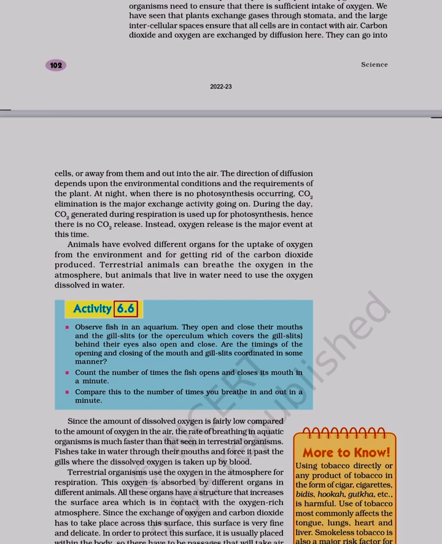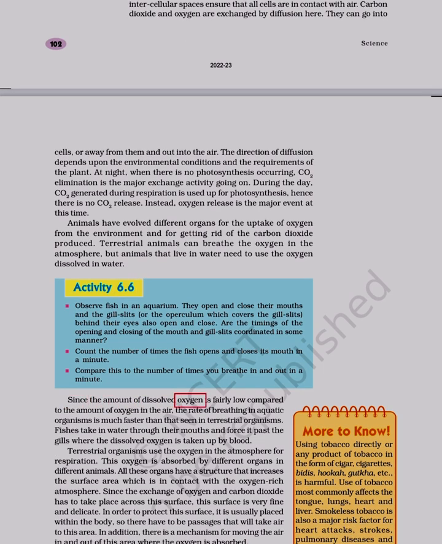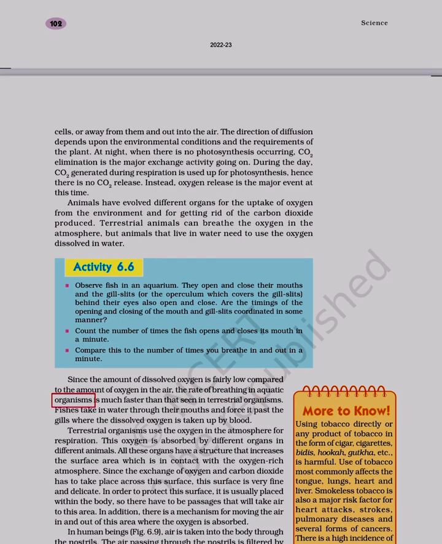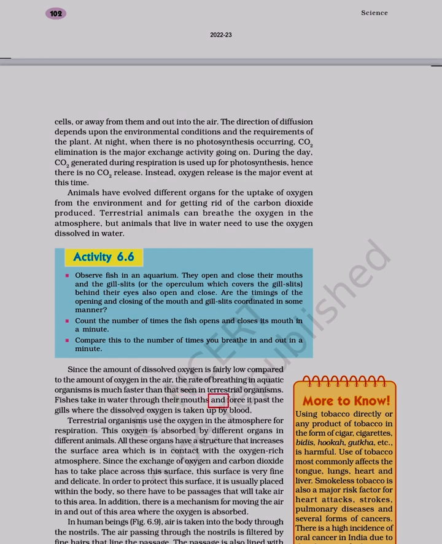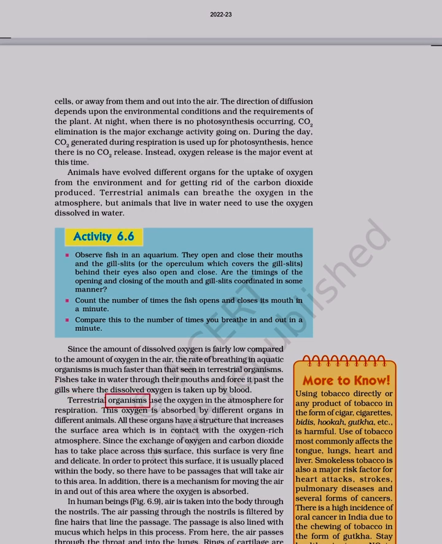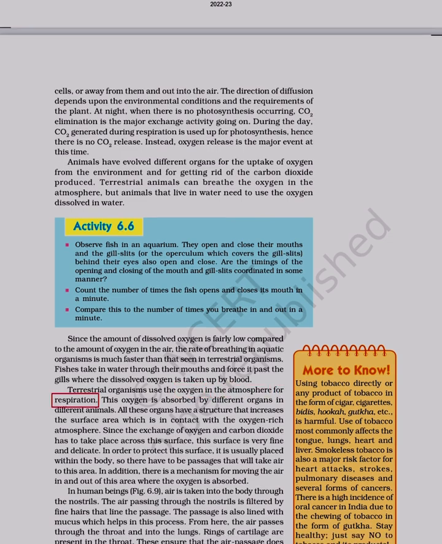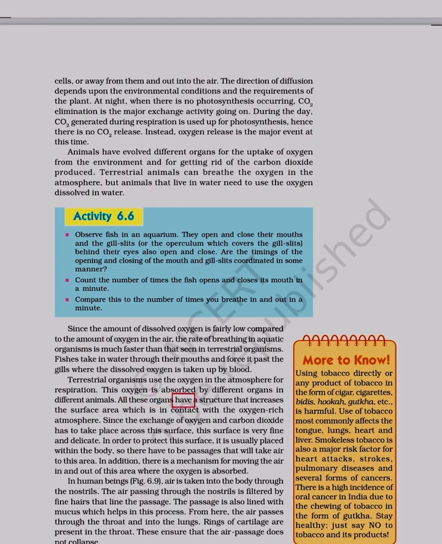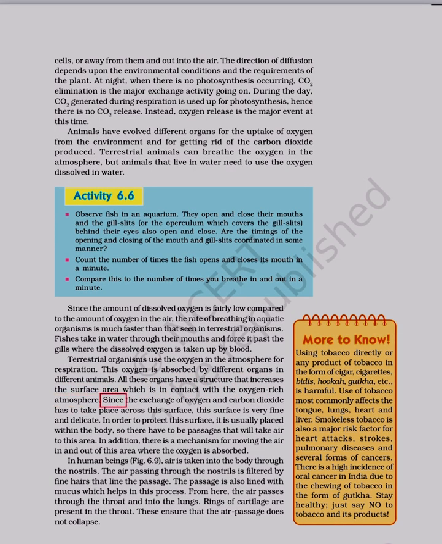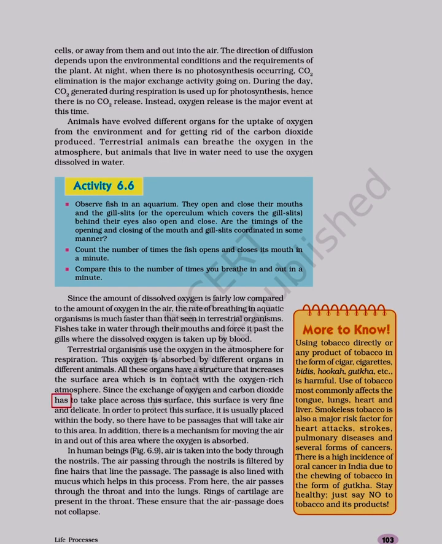Activity 6.6. Since the amount of dissolved oxygen is fairly low compared to the amount of oxygen in the air, the rate of breathing in aquatic organisms is much faster than that seen in terrestrial organisms. Fishes take in water through their mouths and force it past the gills where the dissolved oxygen is taken up by blood. Terrestrial organisms use the oxygen in the atmosphere for respiration. This oxygen is absorbed by different organs in different animals. All these organs have a structure that increases the surface area which is in contact with the oxygen-rich atmosphere. Since the exchange of oxygen and carbon dioxide has to take place across this surface, it is very fine and delicate.